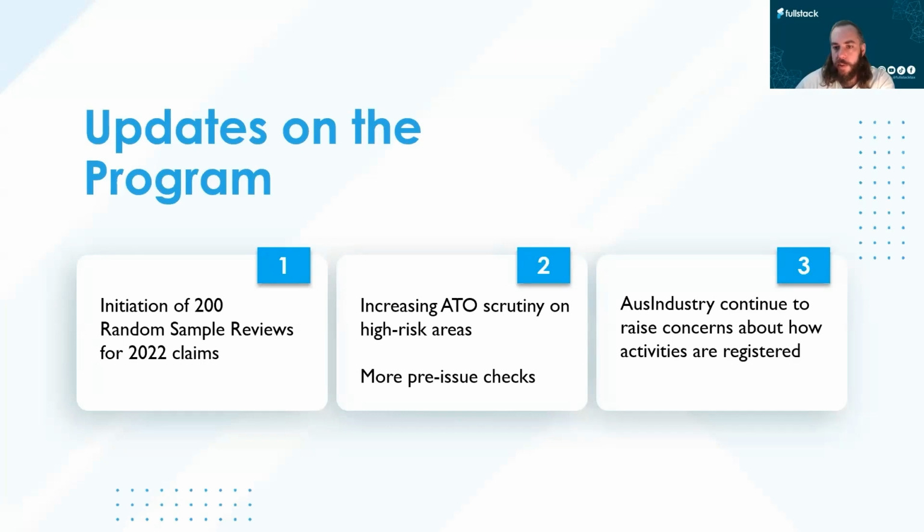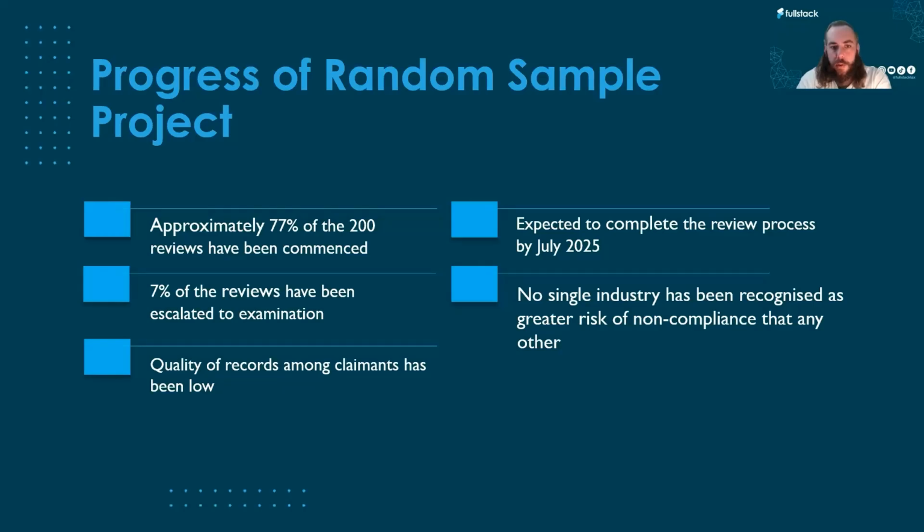AusIndustry are also raising some concerns around how activities are registered. So of those random sample projects, 77% have been commenced. They've actually put the timeline back, I believe, to July 2025 to finalise those. So it is quite long. Only 7% have been escalated to examination, and there has been a comment from ATO and AusIndustry that the quality of records among claimants has generally been fairly low, much lower than they would have liked to see. So that's where it comes back to the documentation piece being very important.